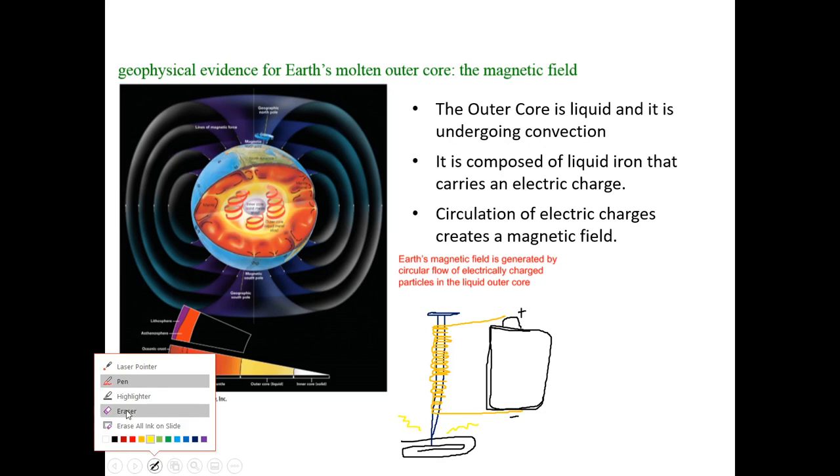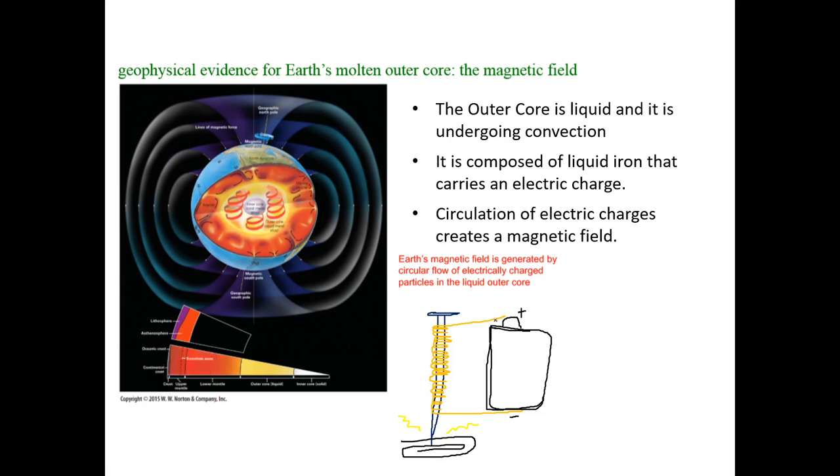Okay, so what's happening? The current, the electrical charges from the battery are spiraling and turning around through the copper wire, and that turning of an electrical charge generates a magnetic field. So basically, you can think of the core of the Earth as a giant one of these. The liquid iron core is turning with the rotation of the Earth. It's convecting, it's rotating, and those iron atoms carry a charge with them, and that charge is turning and generating this magnetic field.